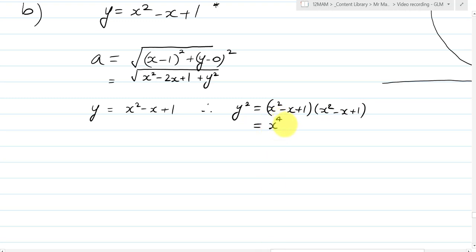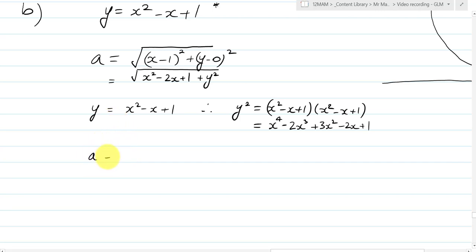So I get x to the power of 4. It's a bit crazy. I get 2x cubed. I get an x squared there, an x squared there, but I get a negative, oh no, another positive x squared. So I get 3x squared. I get 2 negative x's. And then I get plus 1. So there's my expansion, and now I'm going to use that expansion back into the original function.